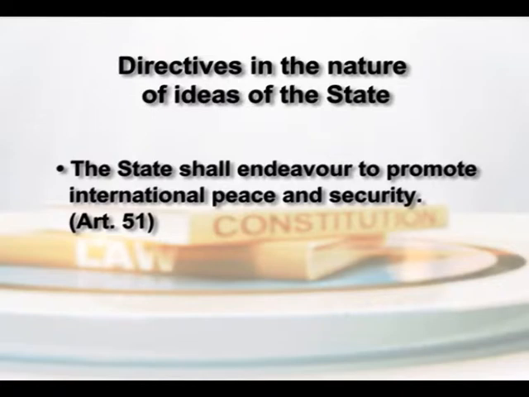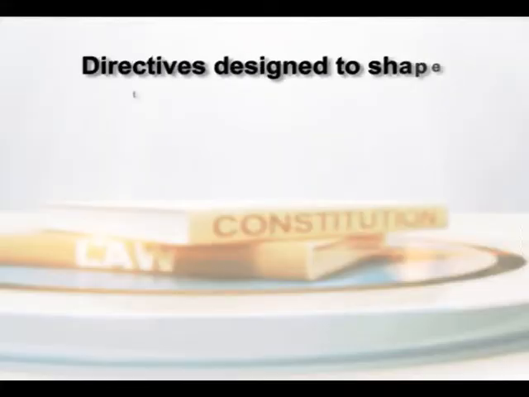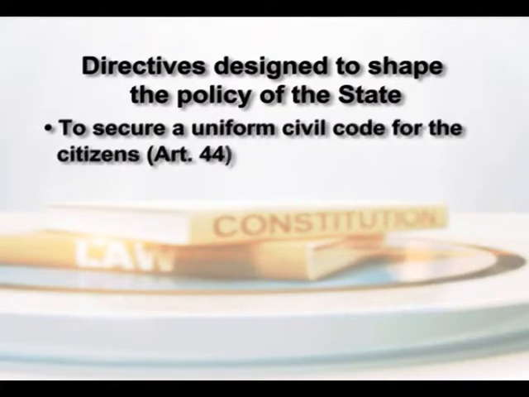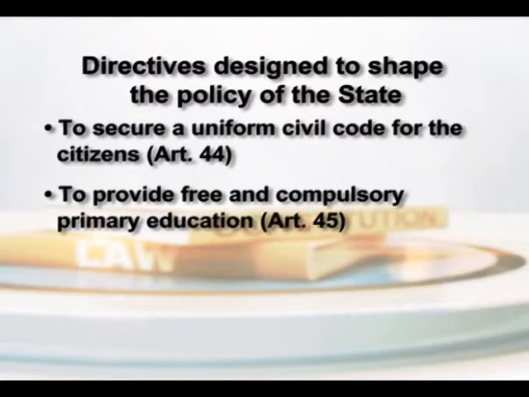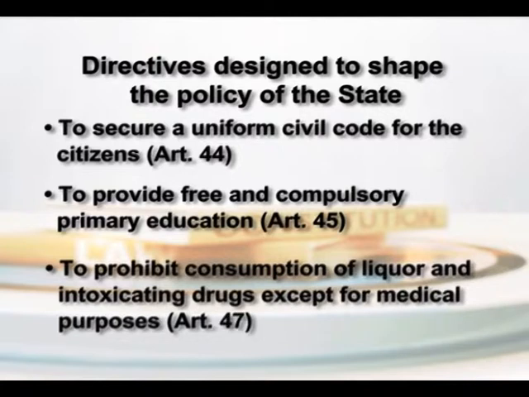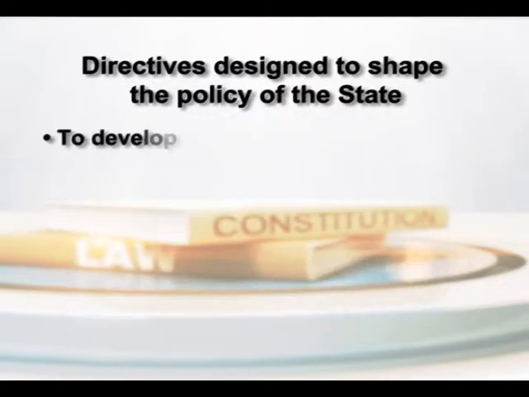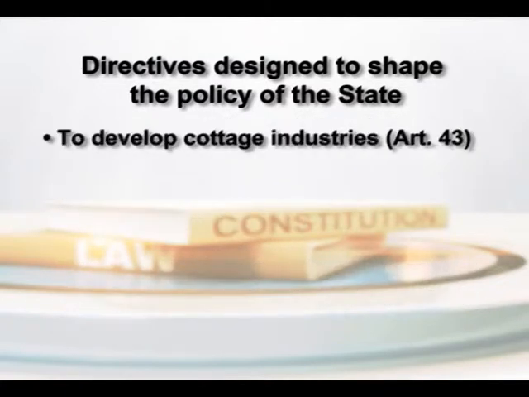Article 51. There are some directives which are designed to shape the policy of the state. They are as follows. To secure a uniform civil code for the citizens, Article 44. To provide free and compulsory primary education, Article 45. To prohibit consumption of liquor and intoxicating drugs except for medical purposes, Article 47. To develop cottage industries, Article 43.